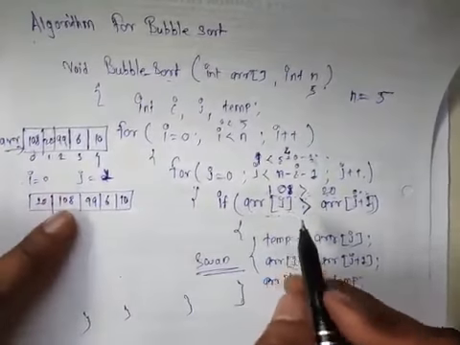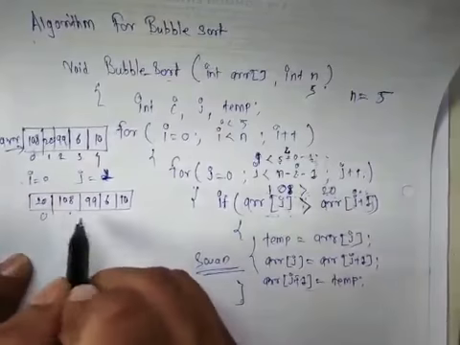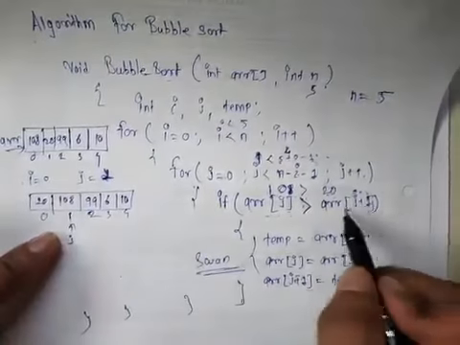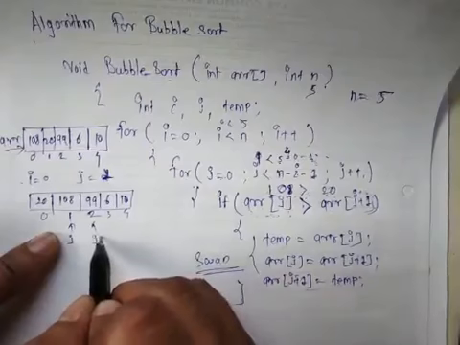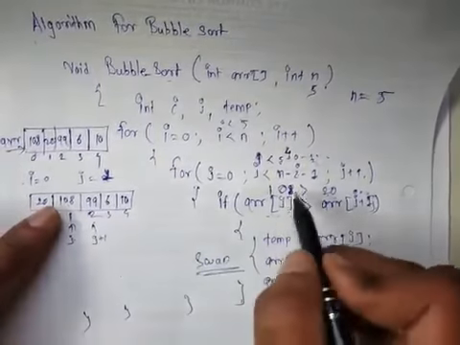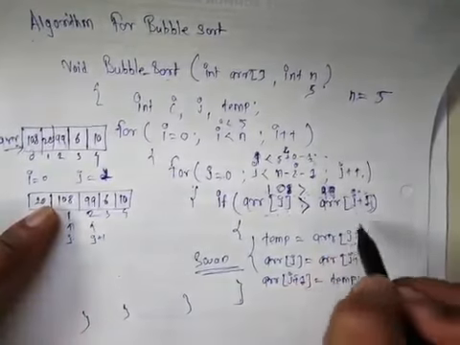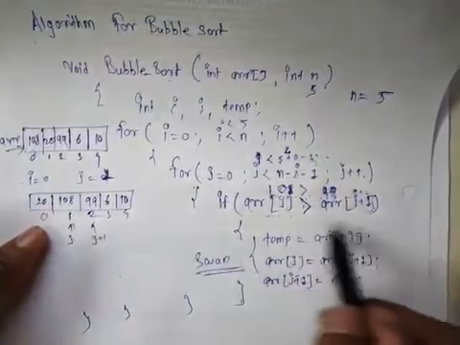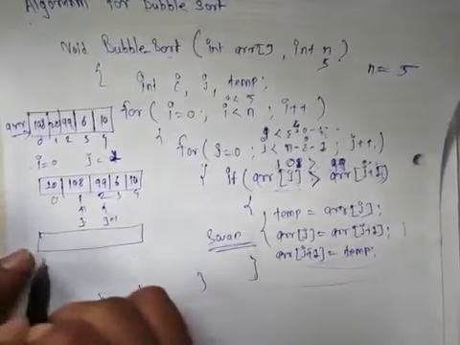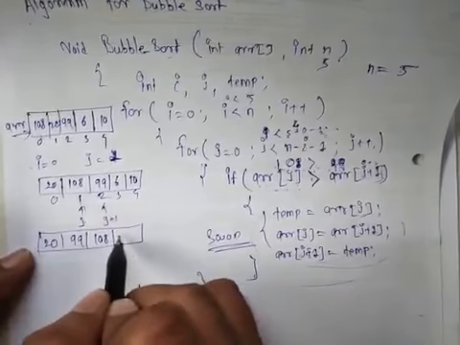Now what is j's value? j's value is updated to 1. So array of 1 position. Here your j is pointing and j plus 1 is here. Now check at the jth position. 108 is greater than 99, condition satisfied. So we are going to swap the positions. So the updated array is 20, 99, 108, 6 and 10.